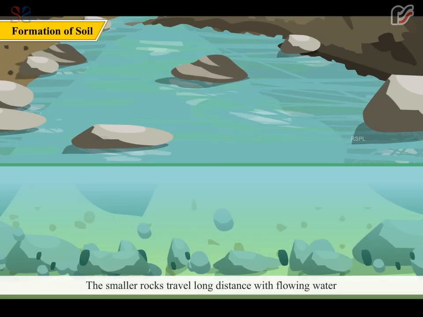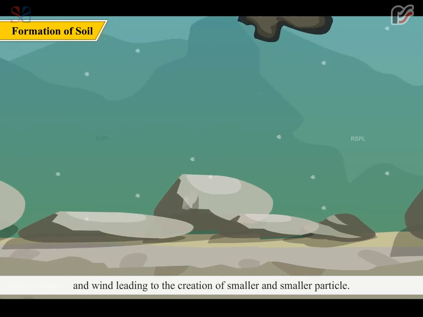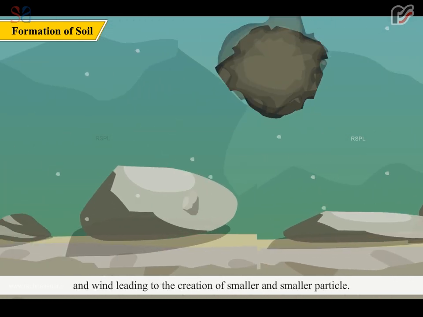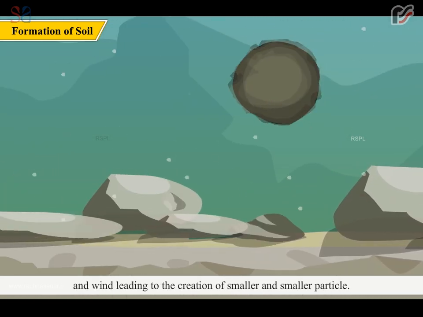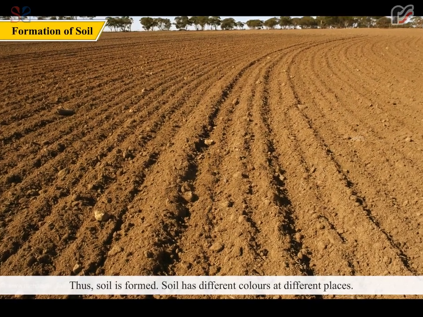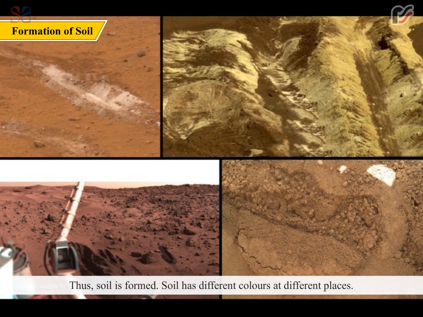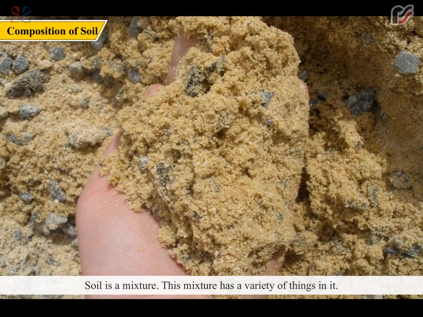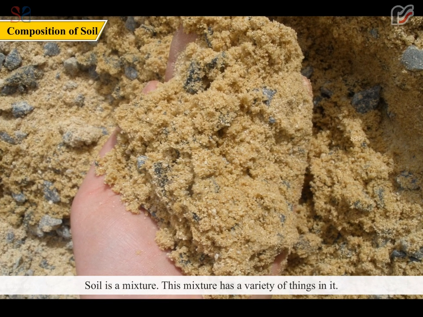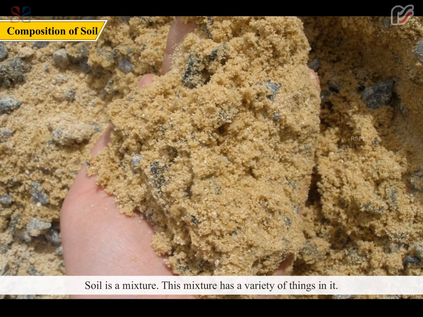The smaller rocks travel long distance with flowing water and wind, leading to the creation of smaller and smaller particles. Thus, soil is formed. Soil has different colors at different places. Soil is a mixture. This mixture has a variety of things in it.